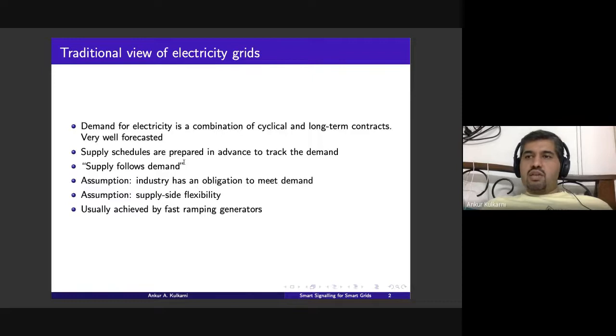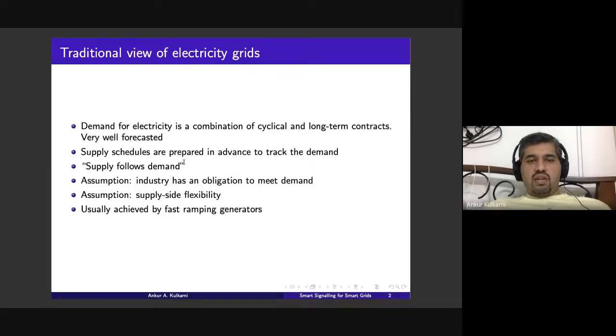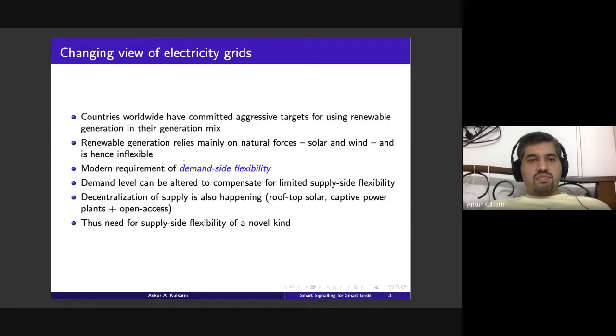Usually this kind of flexibility is achieved by fast ramping generators. The big coal power plants and nuclear power plants take a lot of time to come online from the day the schedule is made, or to change their generation levels. So any high frequency, short term flexibility that is needed is usually provided by fast ramping generators that use diesel or natural gas or something like that. Okay, so this is how we have traditionally viewed the whole electricity industry, and as a consequence the electricity grids also.